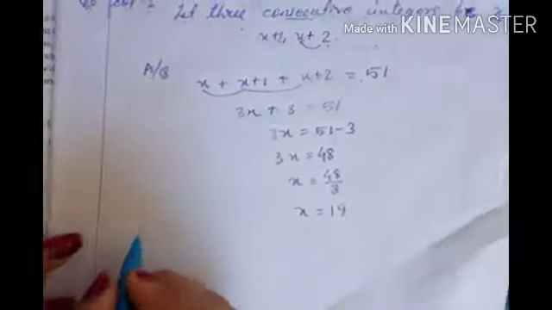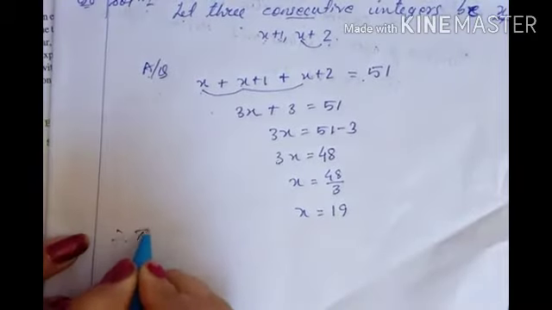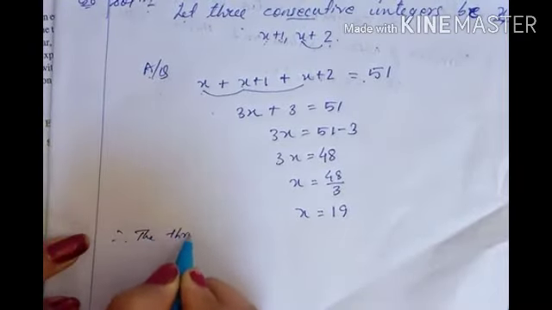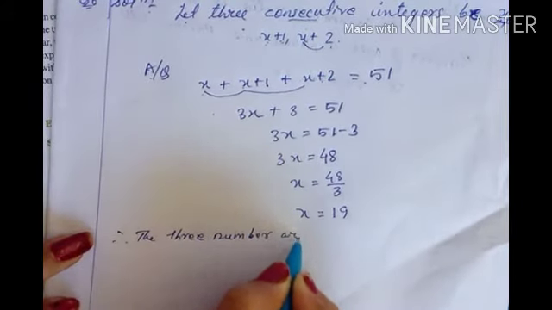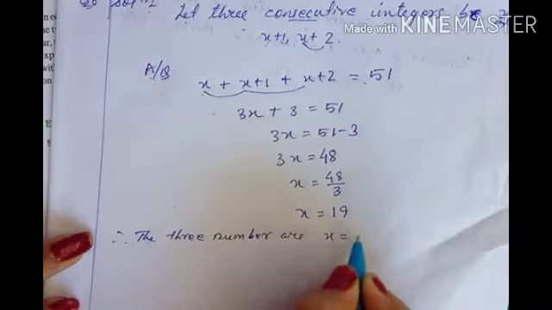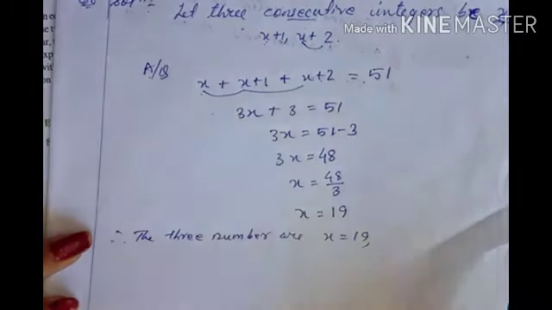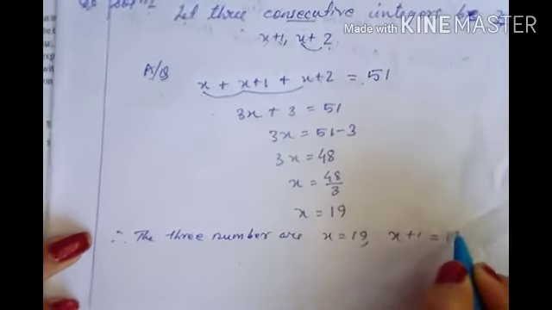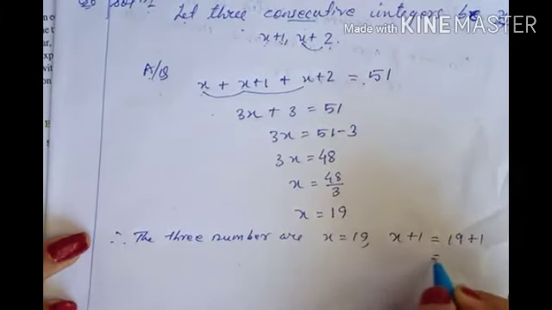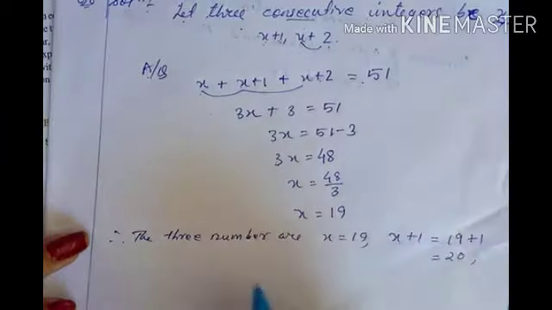So the three consecutive numbers are, therefore, the three numbers are what? x means 16. So the first number is 16 and the second one is x plus 1. So x plus 1 means 16 plus 1, which is 17, and the third one is how much?